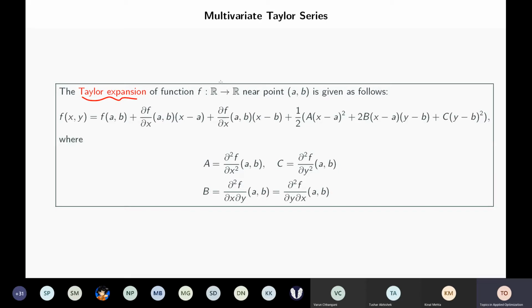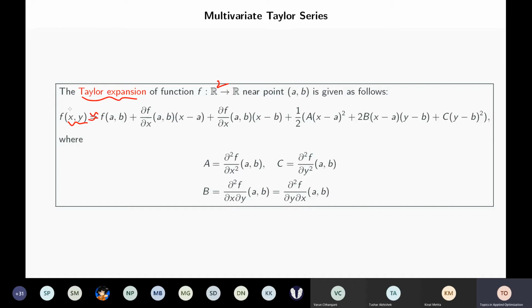Here I should make a correction. It should be from R2 to R now. So I have a vector of length 2 with components x and y, and I want to do a Taylor expansion of this. The Taylor expansion is written down here, and as you can see, a Taylor expansion is an infinite series, and I have not written the infinite series here. Rather, I have stopped at some point.